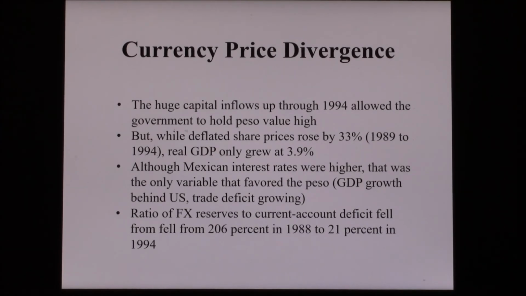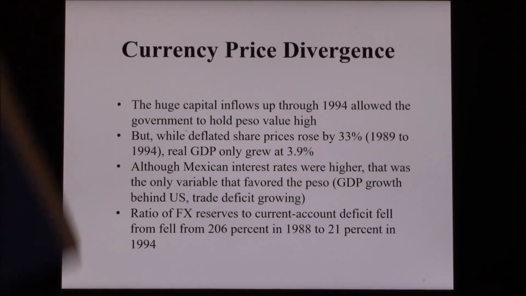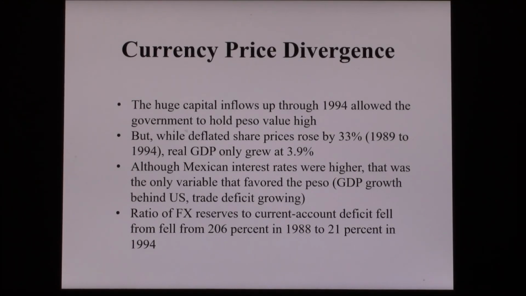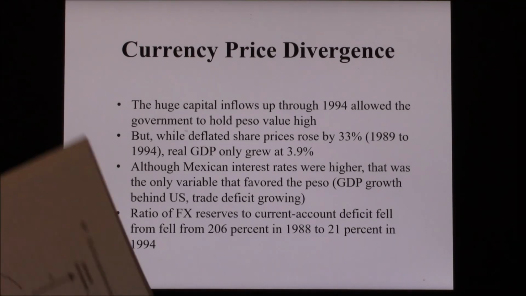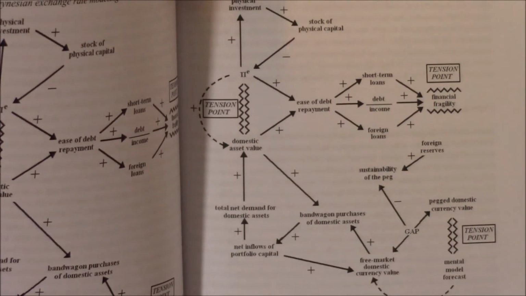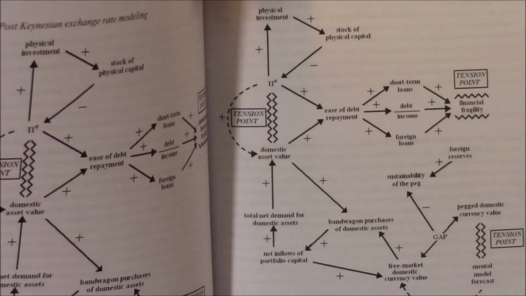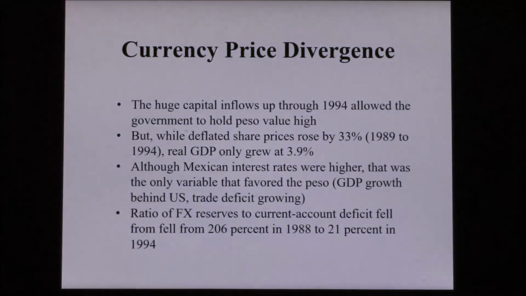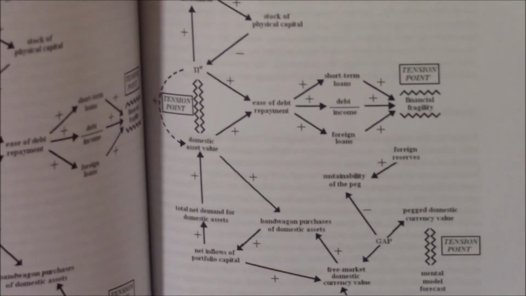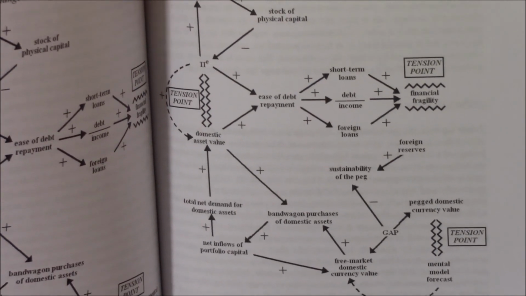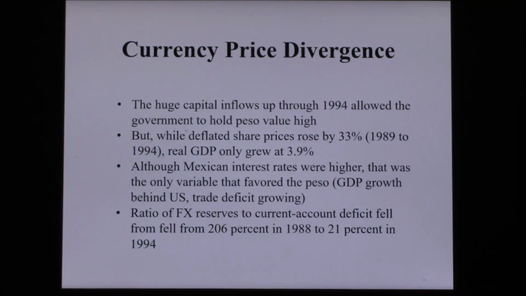Now, remember what that looks like on here. Remember where this is showing up. Here we go. Okay. Domestic asset value and rate of profit above it, that tension point there, right kind of in the center of your screen, that's what that is. We're having the share prices, the domestic asset values, increase by 33% per year, while the actual profits are going up by 3.9. GDP is only growing by 3.9.